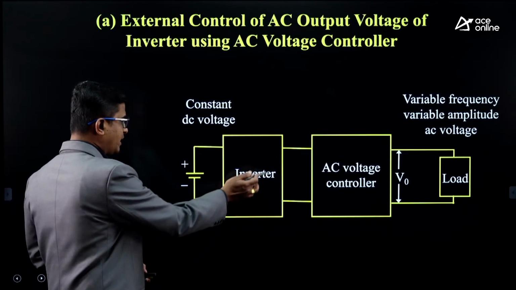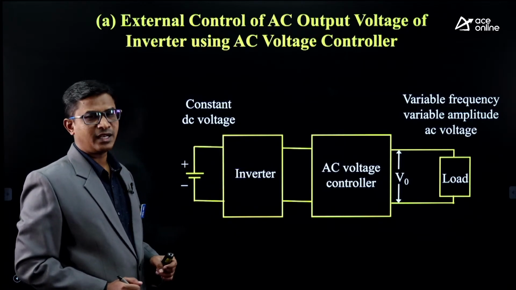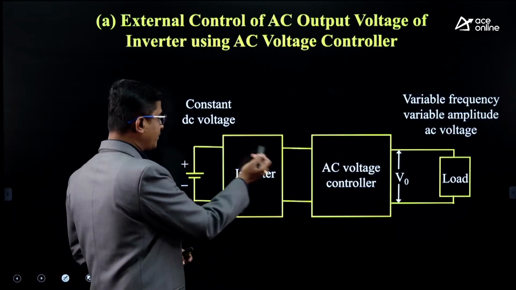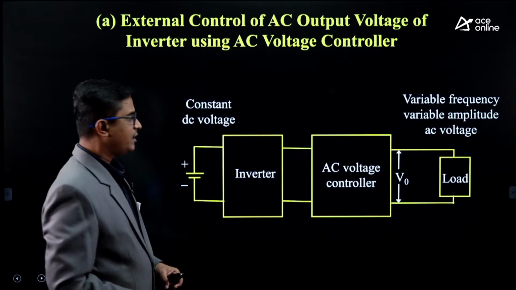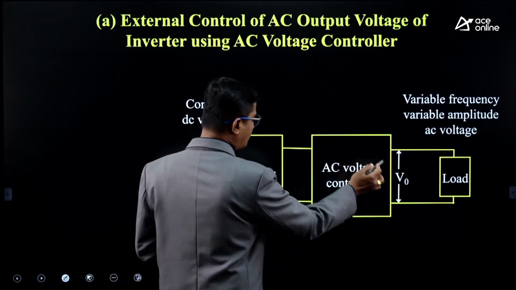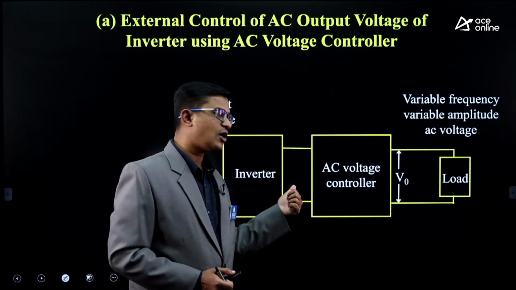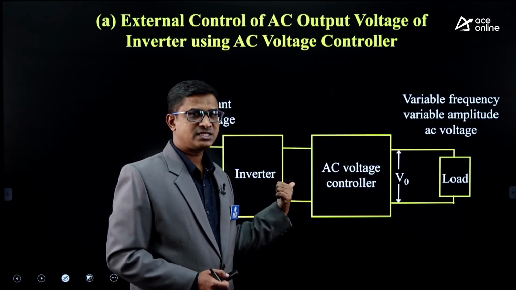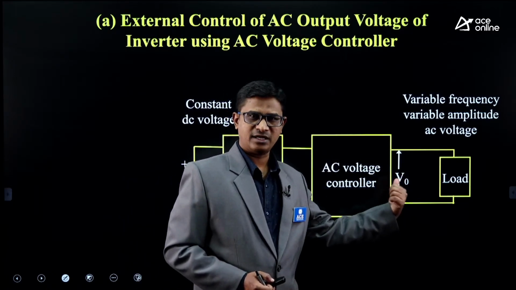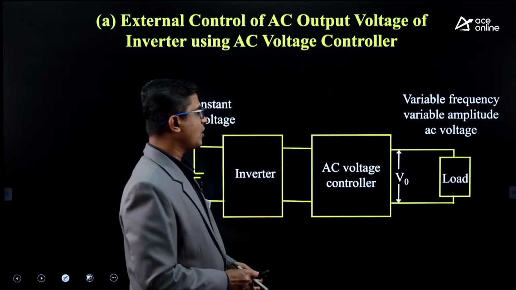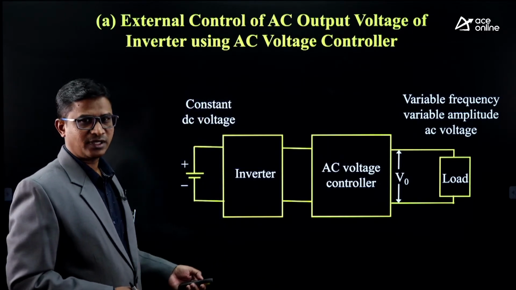External control of AC output voltage of inverter using AC voltage controller. So here you have the inverter. The input to the inverter is a fixed DC, right? So my inverter converts that fixed DC to AC, variable AC, all right? And that variable AC is given to the AC voltage controller. The input to the AC voltage controller is the output of your inverter, and my AC voltage controller again will convert that AC to variable AC. Okay, so we can control the output, that is the voltage across the load, accordingly, right?